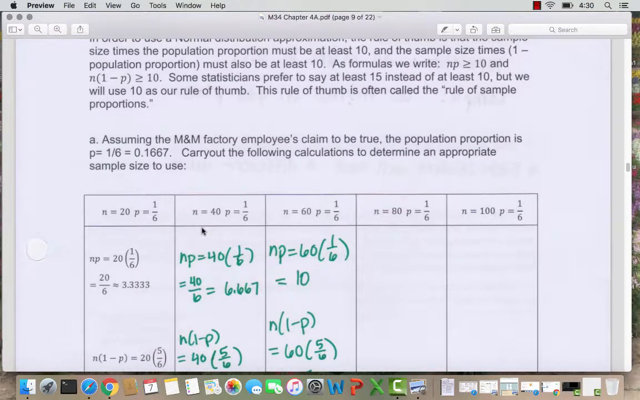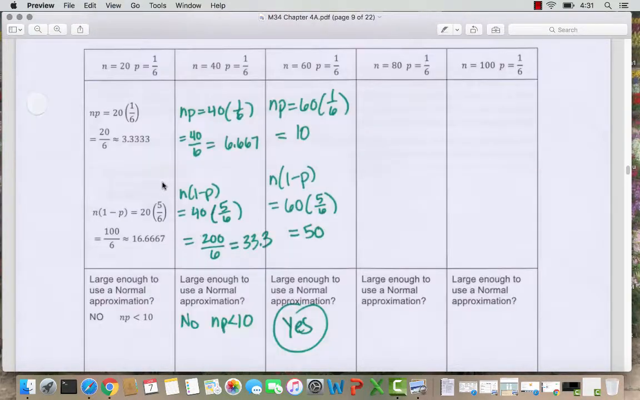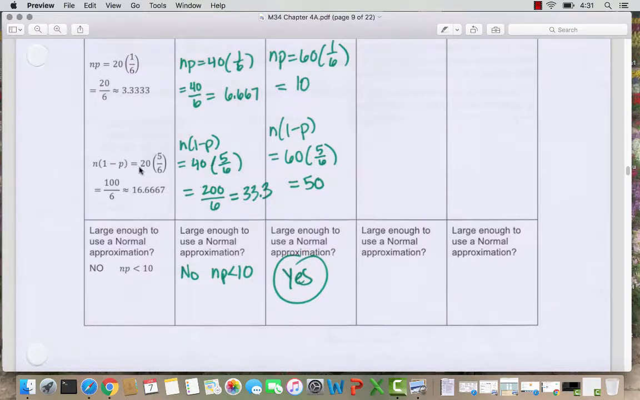So when we did our first trial, we had n is 10. Let's look, what if we did n is 20 for our data here, and p is 1 out of 6, still the proportion of blue M&Ms. If we check 20 times 1 out of 6, 20 out of 6, that is 3.33. That's not 10. We wouldn't expect at least 10 blue M&Ms. So we wouldn't want to use a sample size of 20. We want more data than that to get approximately normal results. So n times 1 minus p, 20 times 5 out of 6, is big enough, but because n times p is not big enough, we can't use a normal approximation.